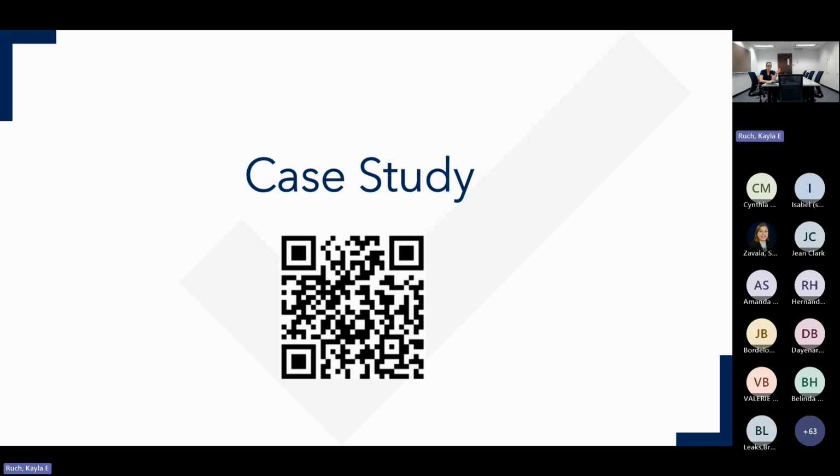If you didn't scan the first QR code, here's another opportunity to please scan the QR code, and we'll go through an example of developing a quality improvement project specifically on CAUTI reduction.